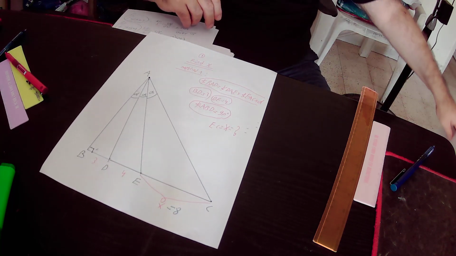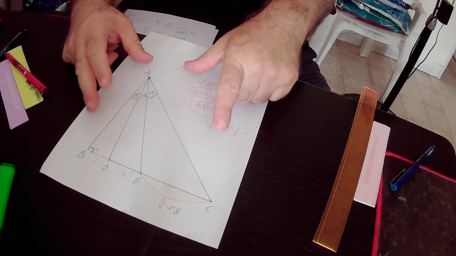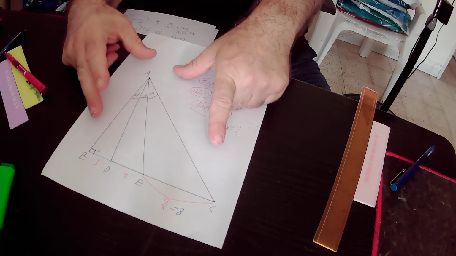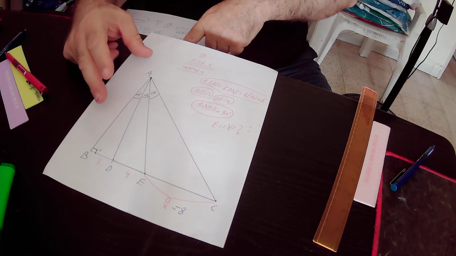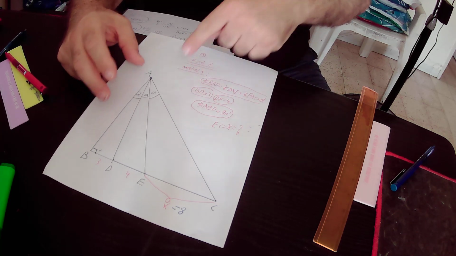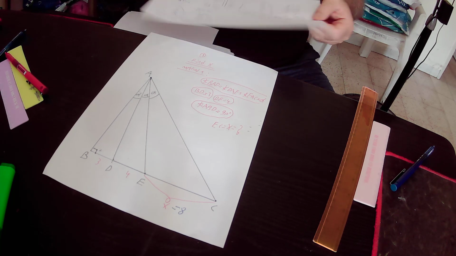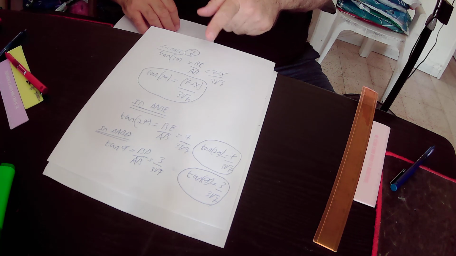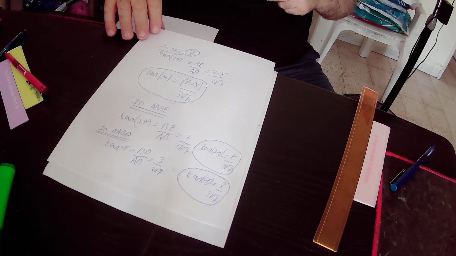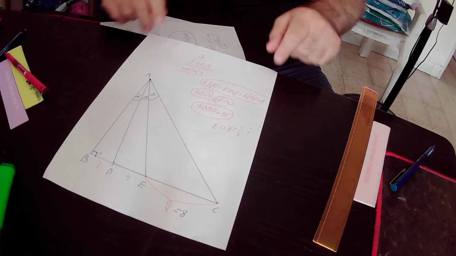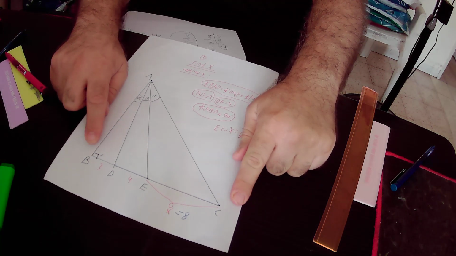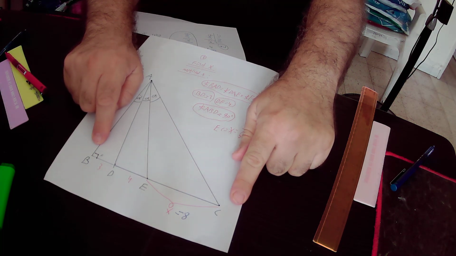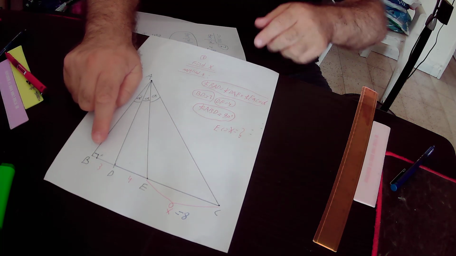Then we focused on the right triangle ABC. In the right triangle ABC, we know that tangent 3 alpha equals BC over AB. But what is the value of BC? BC equals 3 plus 4 plus x. That is to say, BC equals 7 plus x.